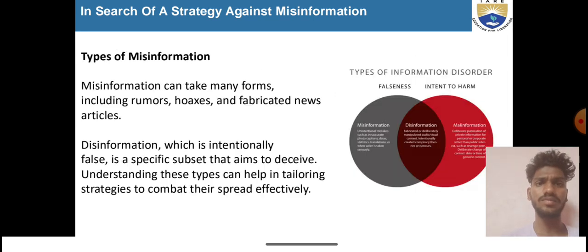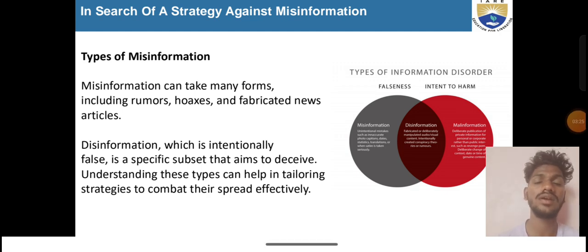Next, we will discuss the types of misinformation. Here we will discuss how many types of misinformation there are and what they are. Misinformation can have many forms, including rumors, hoaxes, and fabricated news articles, etc. These are the types of misinformation. Disinformation, which is also called misinformation, is intentionally false, a specific subset that aims to deceive. Understanding these types can help in tailoring strategies to combat their spread effectively.